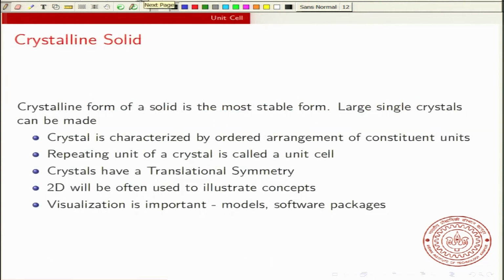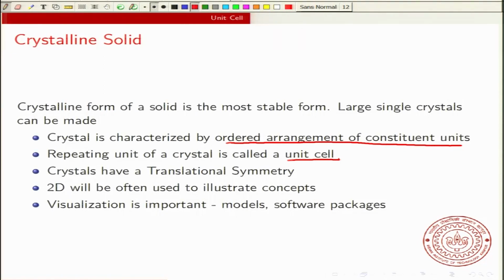As we have already seen, a crystalline solid refers to a form of a solid in the most stable form, and as we know, you can actually make very large single crystals. A crystal is characterized by an ordered arrangement of its constituent units, and the repeating unit of a crystal is called a unit cell. All these constituent units are arranged in some order, and that repeating unit of the crystal is referred to as a unit cell.